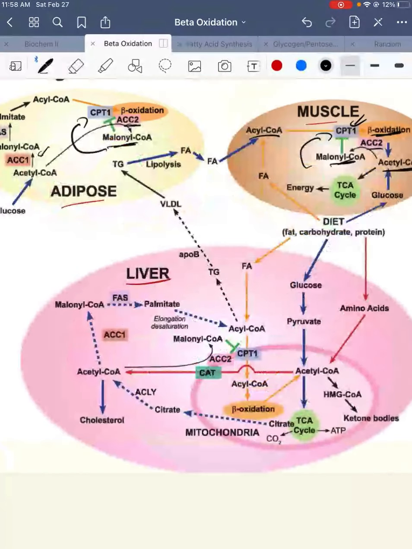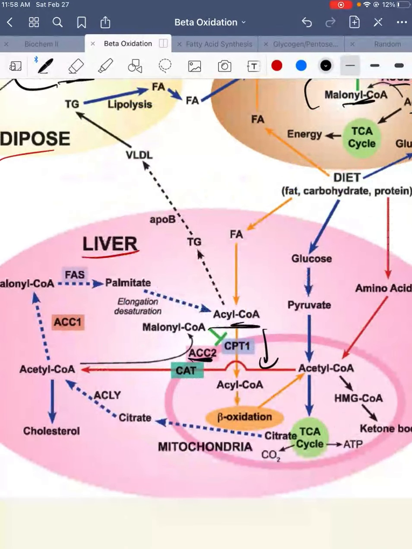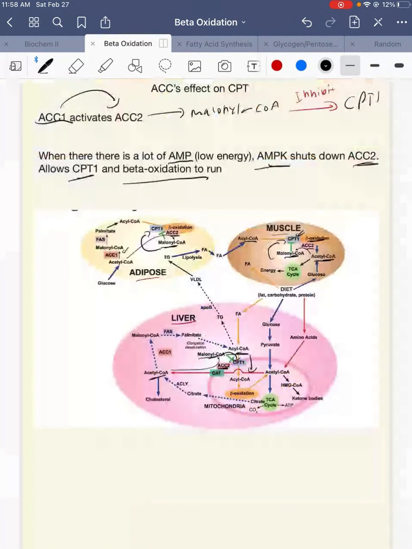Okay, so this is the acyl-CoA. In order to get inside the mitochondria, we need to go through CPT1, right? And ACC2 is on the same membrane. If we have a lot of acetyl-CoA, we have a lot of energy, we'll make malonyl-CoA. Malonyl-CoA can then go back and inhibit CPT1. Okay, so this is one way to regulate between beta-oxidation and fatty acid synthesis.